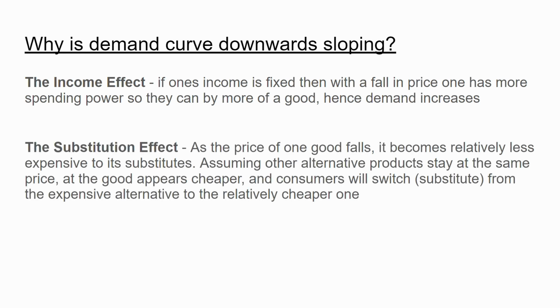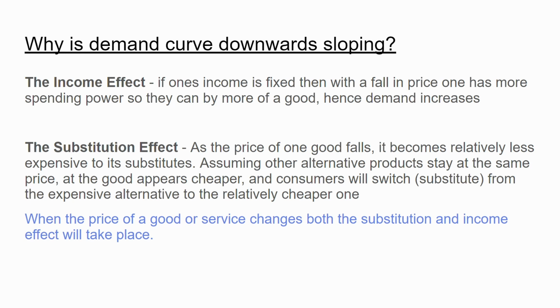And another reason is known as the substitution effect. So this is where the price of one good falls, it becomes relatively less expensive to its substitutes. Assuming that the alternative products stay at the same price, the good appears cheaper and consumers will switch from the expensive alternative to the cheaper one. So for example, if Pepsi becomes really cheap, then everyone's going to start buying Pepsi instead of Coke because it's relatively cheaper than Coke. And when the price of a good or service changes, both the substitution and income effect will take place.